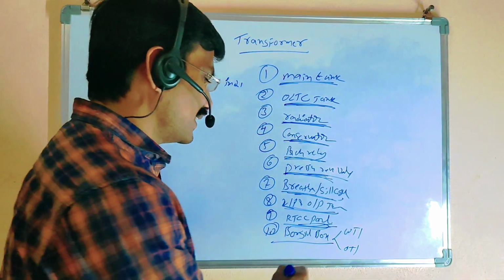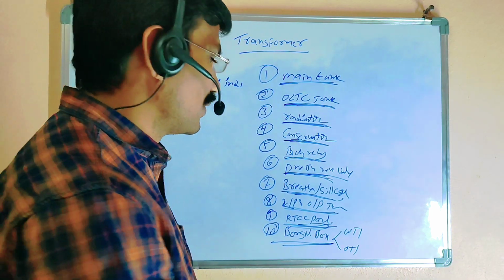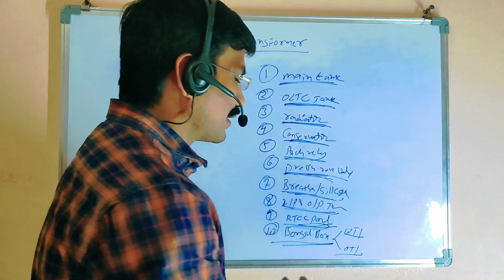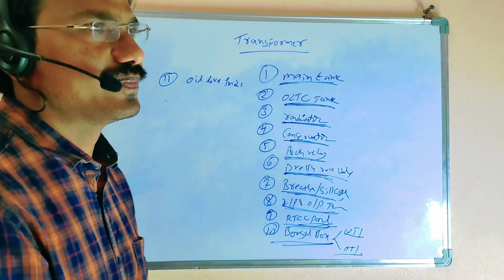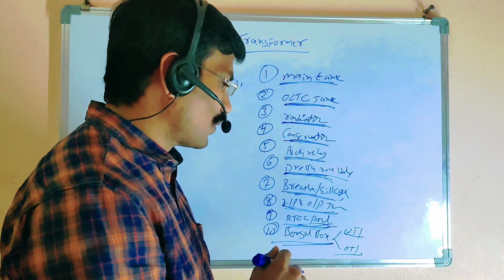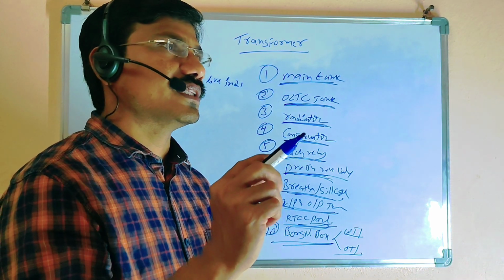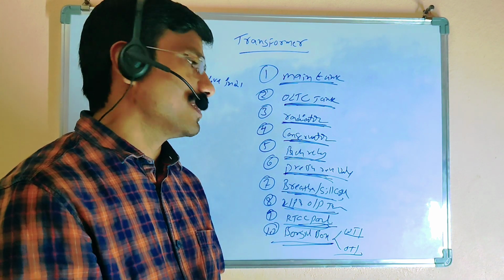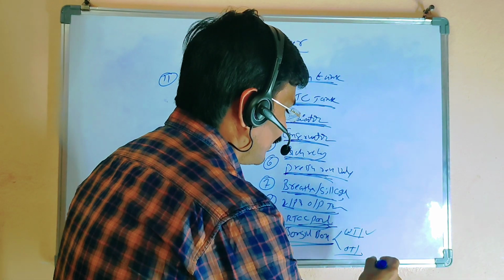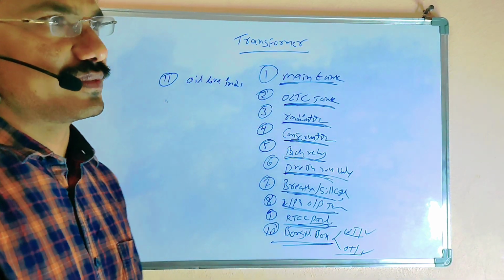Inside the Marshalling box, two gauges are there. One is the winding temperature and the other is the oil temperature gauge. Between winding temperature and oil temperature, a 3 to 5 degrees difference is compulsory. Winding temperature is higher, by 3 to 5 degrees compared to oil temperature.